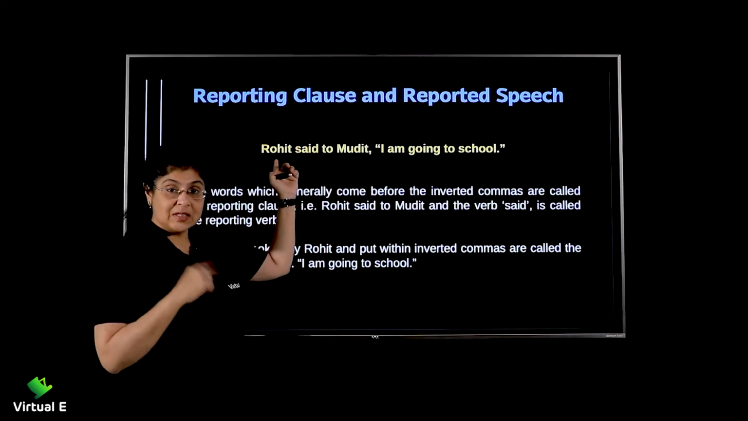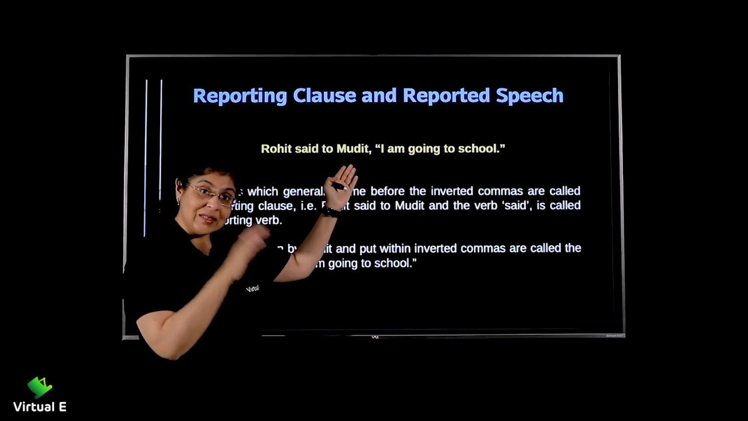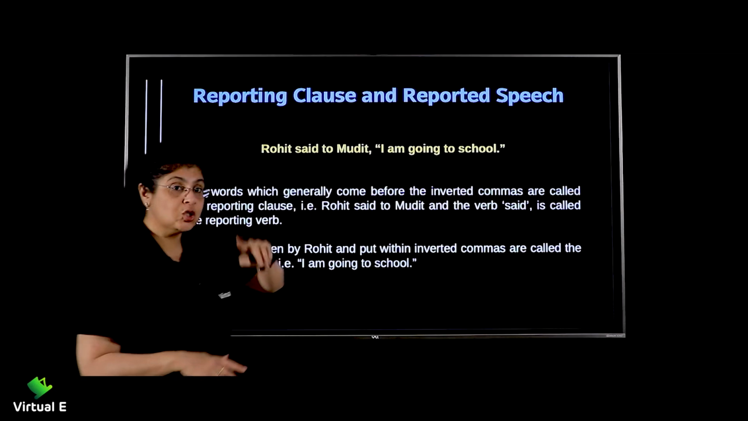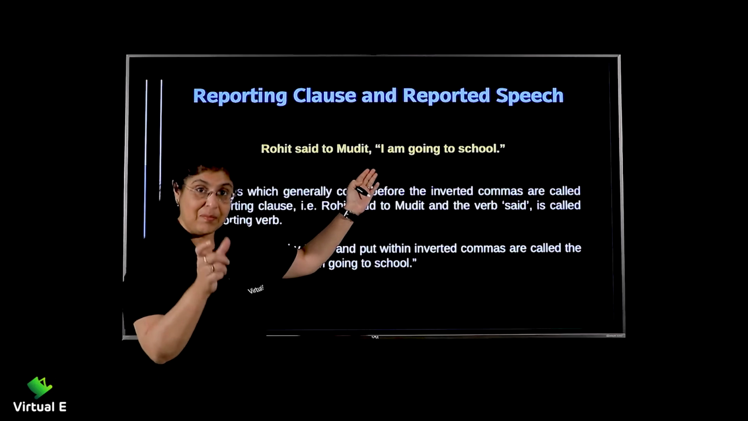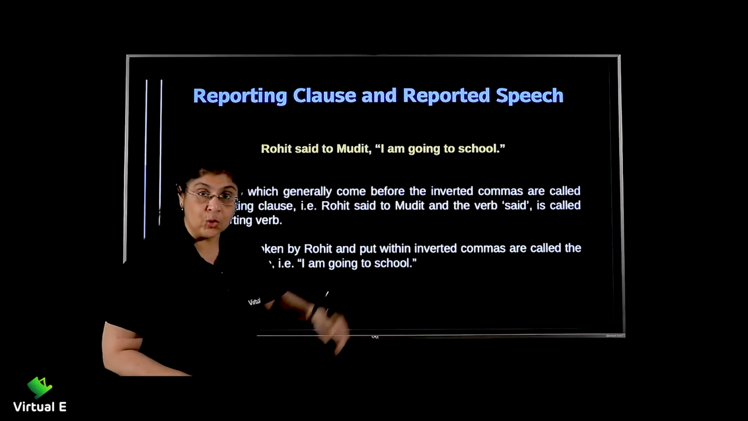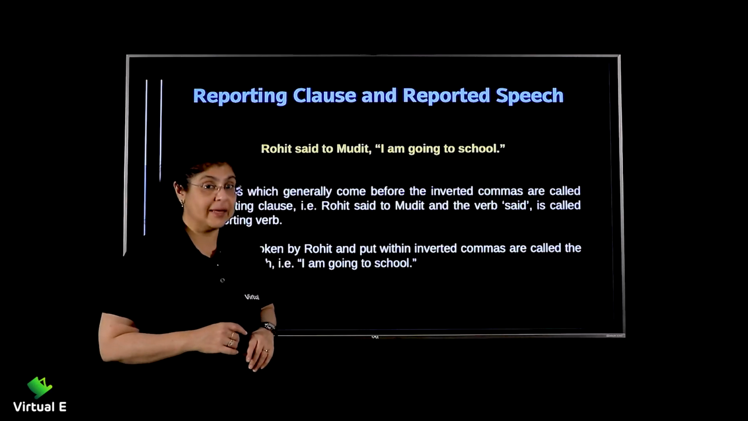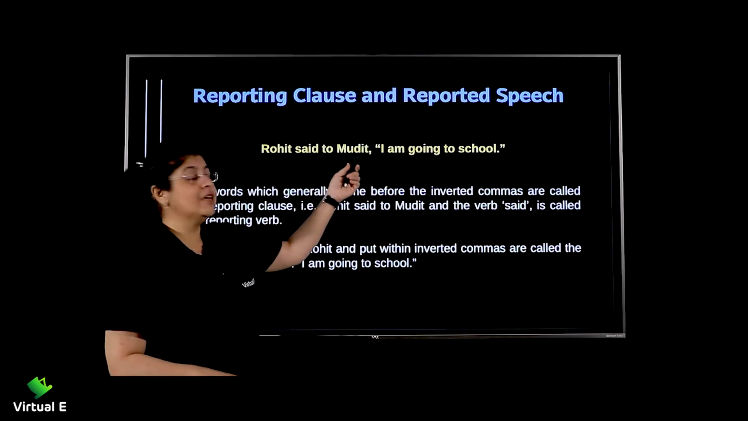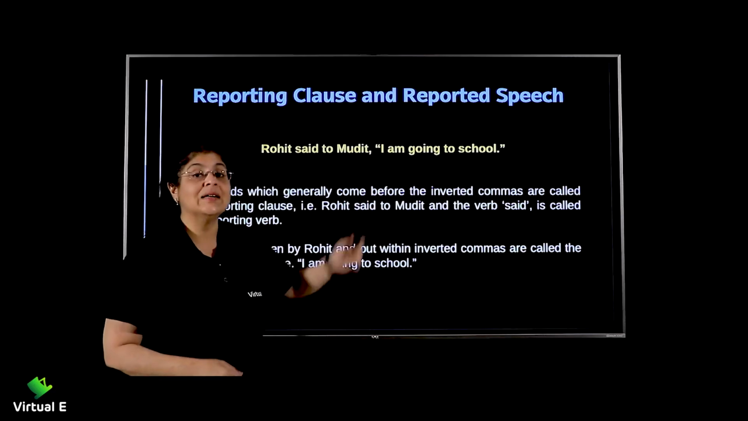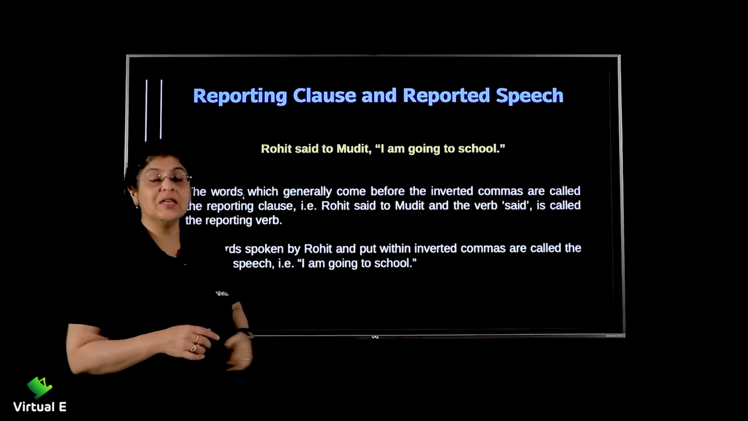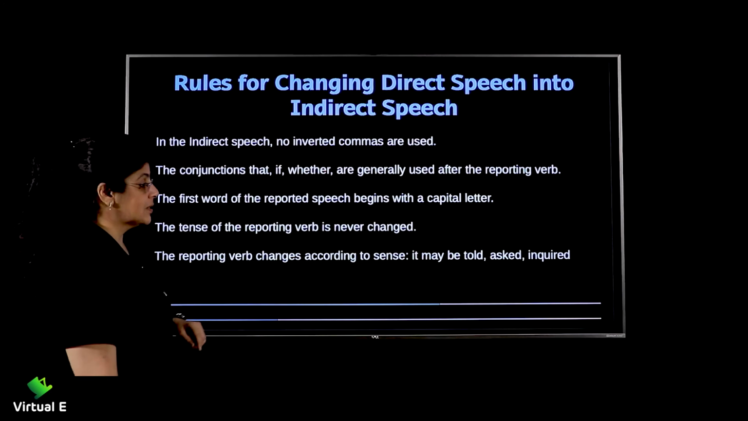Again, Rohit is the speaker, and he's telling it to Mudit, right? There is a listener here, it is mentioned to us. So, whenever you have the speaker and the listener mentioned, and it is said to, then said plus to is equal to told. Again, you will use told only if you have the receiver, the one you are telling the sentence to. That is a receiver. So, if that has been mentioned, then said plus to is equal to told. Please remember that always.